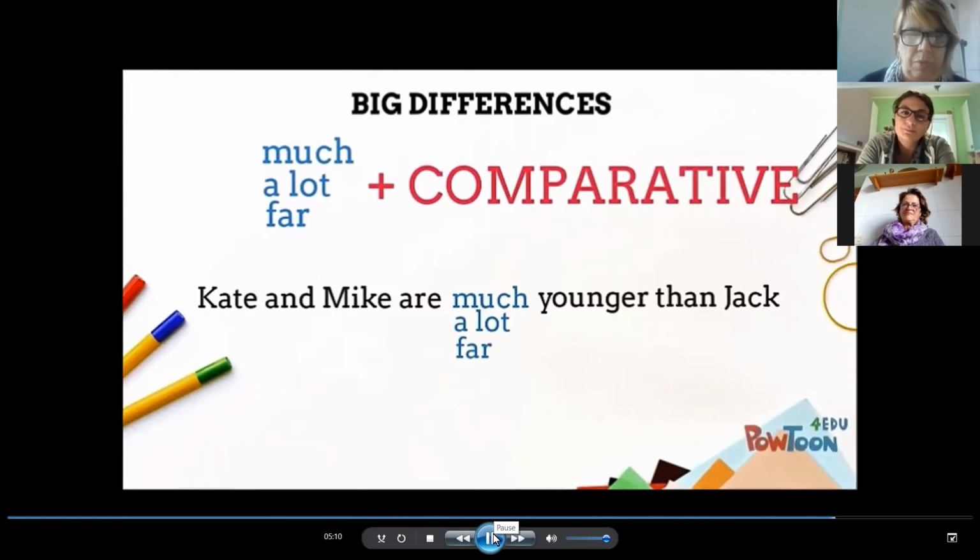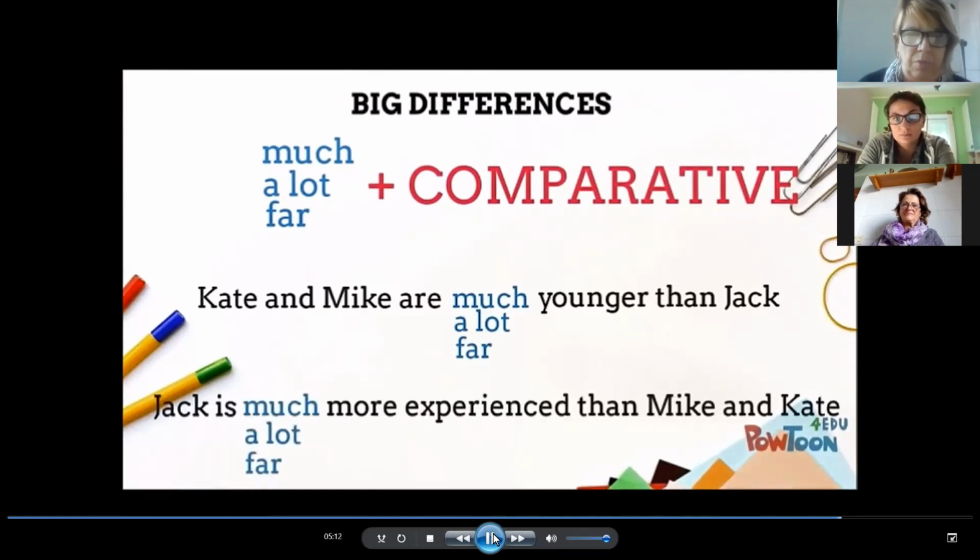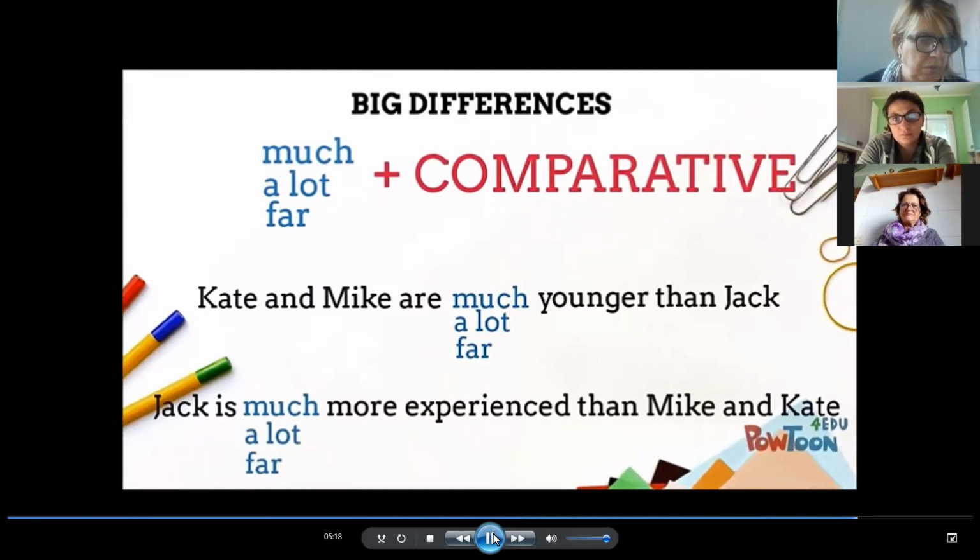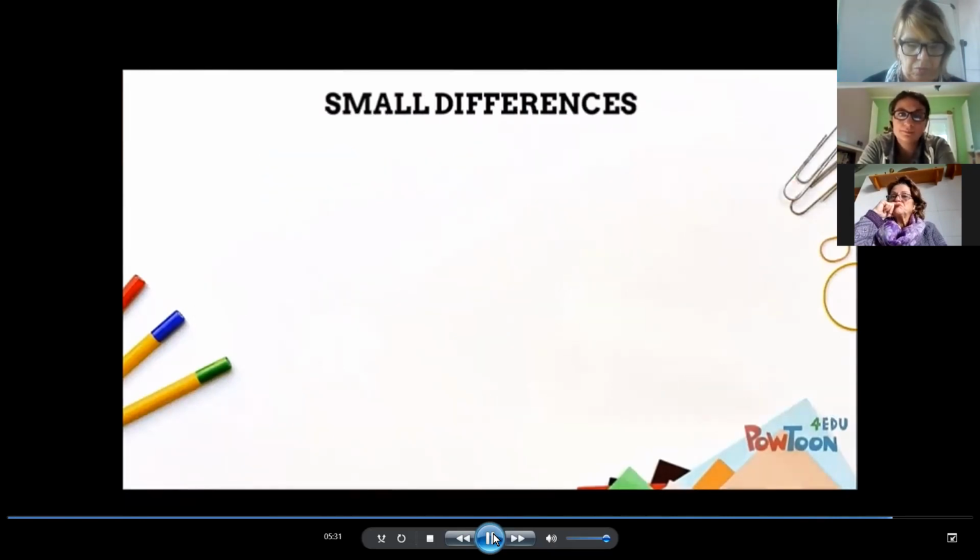For example, Kate and Mike are much younger than Jack. Kate and Mike are a lot younger than Jack. Kate and Mike are far younger than Jack. And one more example with a long adjective, more than two syllables. Jack is much more experienced than Mike and Kate. Jack is a lot more experienced than Mike and Kate. Jack is far more experienced than Mike and Kate.